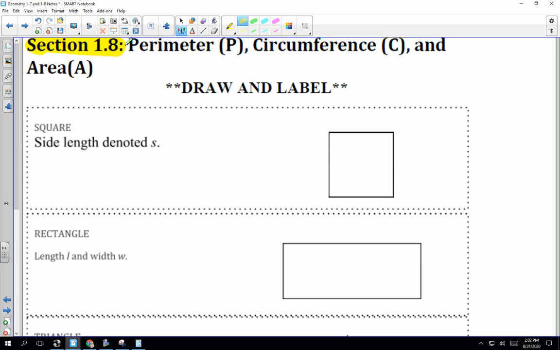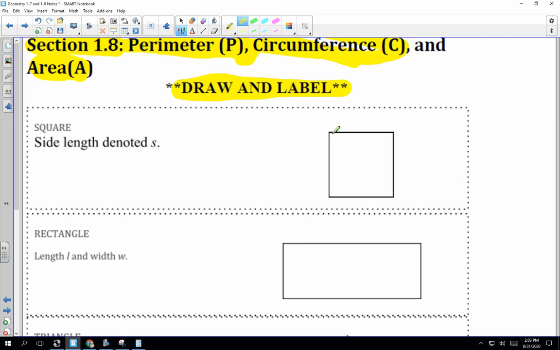We're going to talk about perimeter, circumference, and area. And here's the fun part. Perimeter and circumference, kind of the same thing. All right, so you guys, I want you to draw and label the shapes and write the formulas.